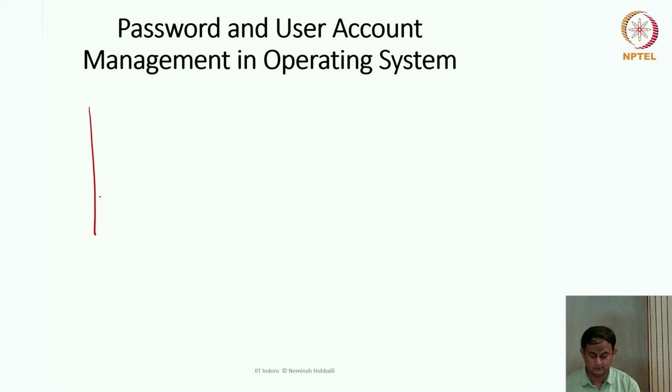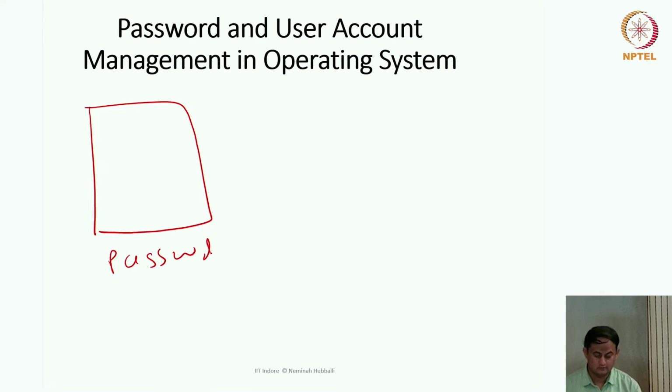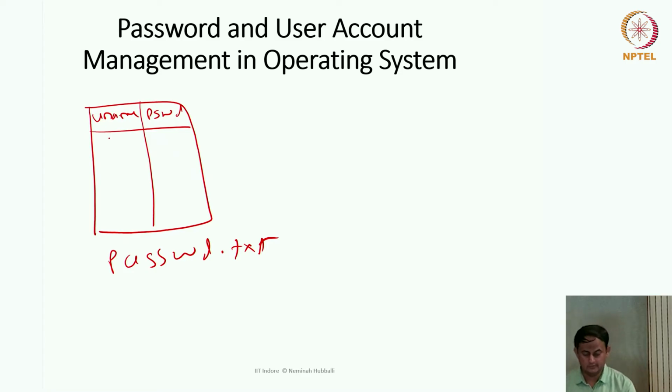Let's call that file password.txt, and it has two things. The first is the username, and the second is the password of the user. So maybe user 1 is there, and corresponding to that, password 1, the password of user 1. Similarly, I have the second user and her password and so forth. So n users are there and n passwords are stored.